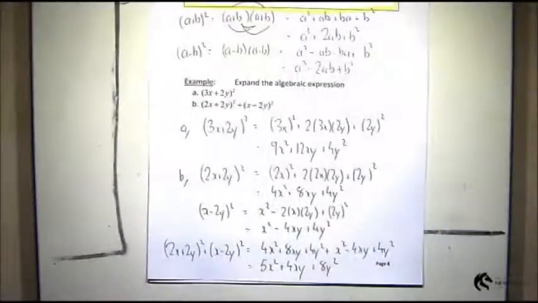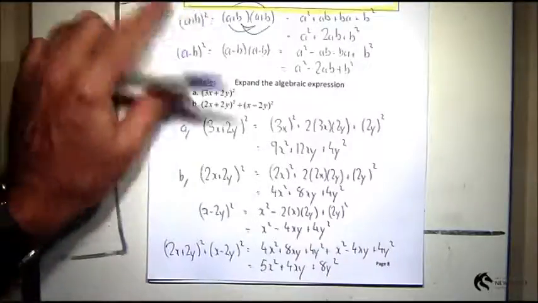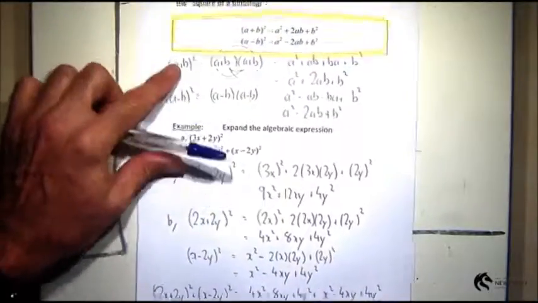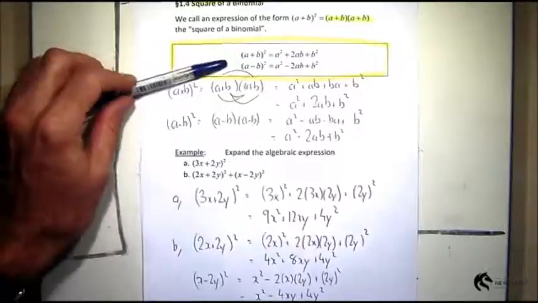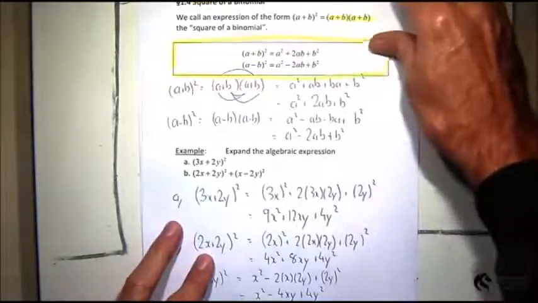So, just before the break there, I was talking about how the square of a binomial was just a special case of a binomial product where that happened to be a plus b and a plus b. Likewise, the next tool in our toolkit is also a special case of a binomial product.